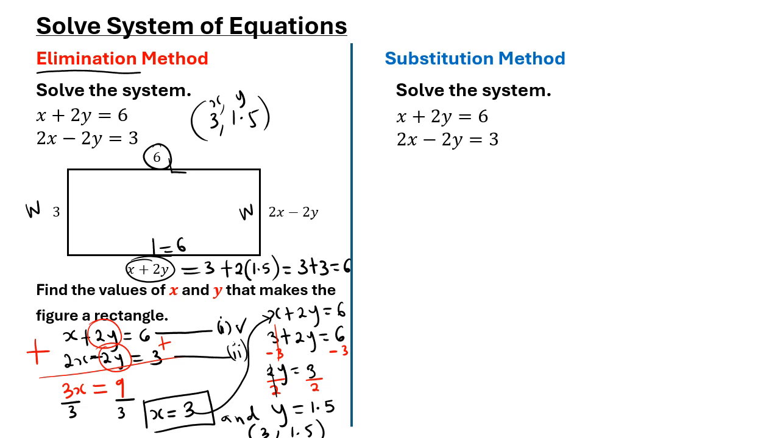So let's go ahead and do the width. For the width, we have 2x minus 2y, so we're going to plug in x and y respectively. So the value of x is 3 minus 2 times the value of y, which will be 1.5. Again, if we plug all of this in the calculator, it'll be 2 times 3 is 6, and 2 times 1.5 will be 3. So 6 minus 3 is 3. So again, we've established that the width here is also 3. So this will be a rectangle.